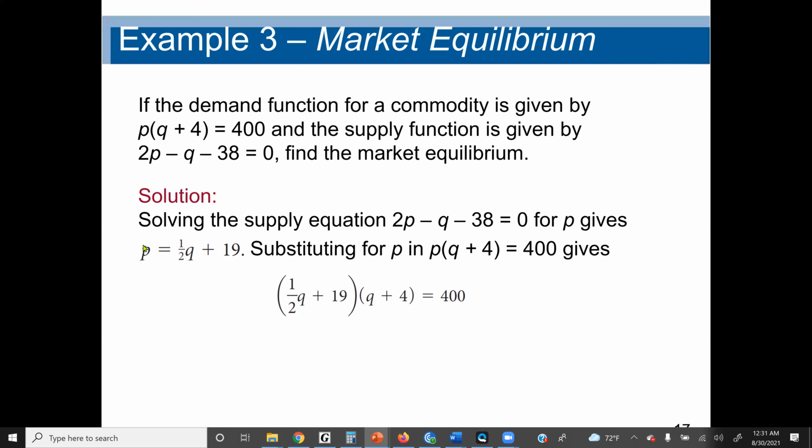Okay, now I know P. So when I use the equation 2P minus Q minus 38 to find P, I can't use it anymore. I have to use the second equation. If I use P times Q plus 4 equal to 400 to find P or Q, then I have to choose the other equation to substitute. So here, we know the P value, we substitute P with half Q plus 19, times Q plus 4, and that's what we have here.